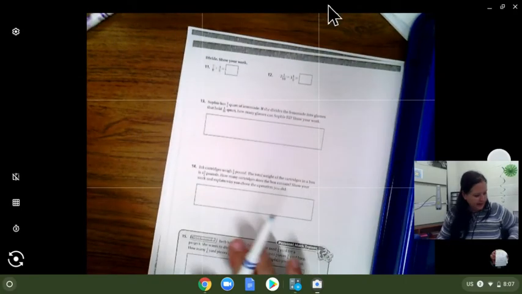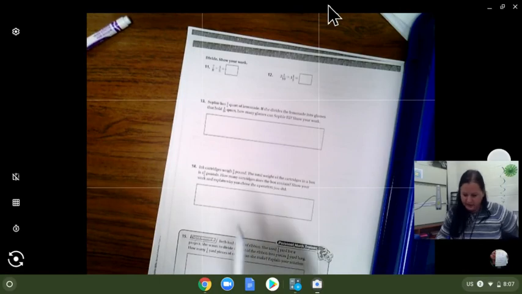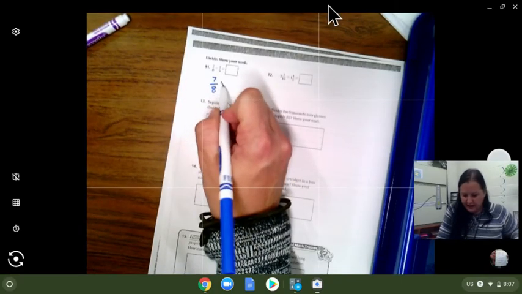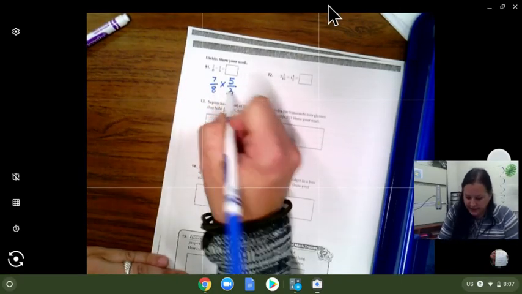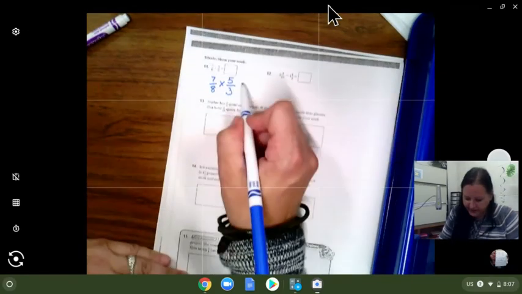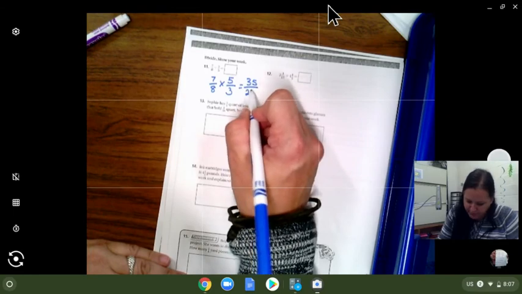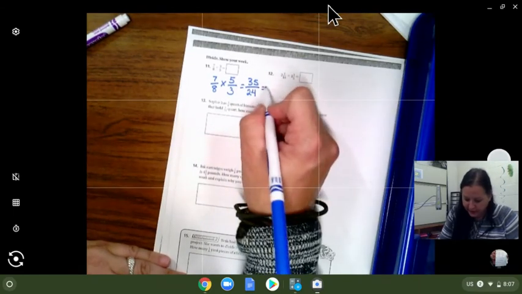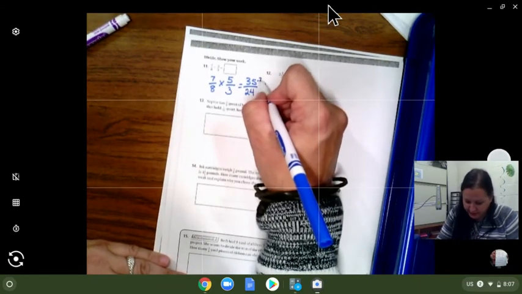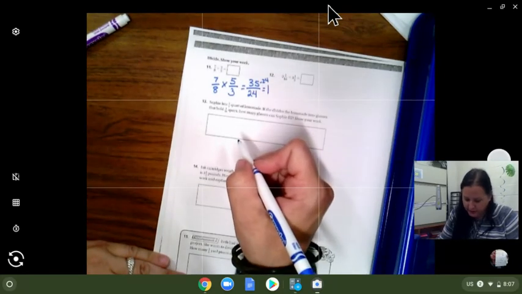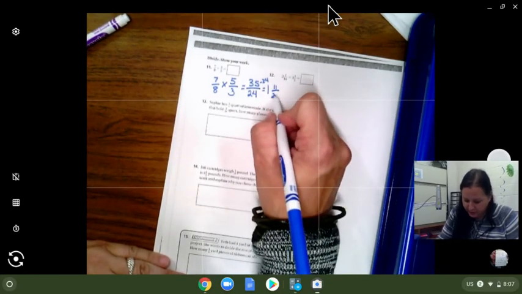All right, moving on to number 11. So this one, we're just dividing fractions as easy as pi: flip the second, and multiply. And this one cannot be simplified, so we just get 35 over 24. 24 fits in there once, so you have to take a group of 24 out, which will give me 11/24.